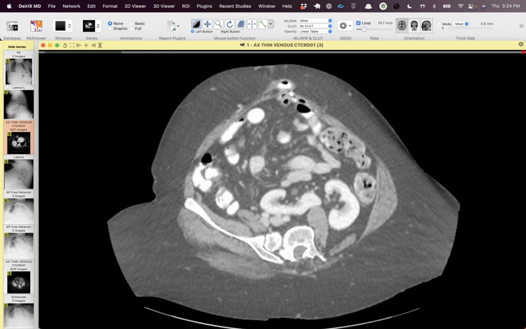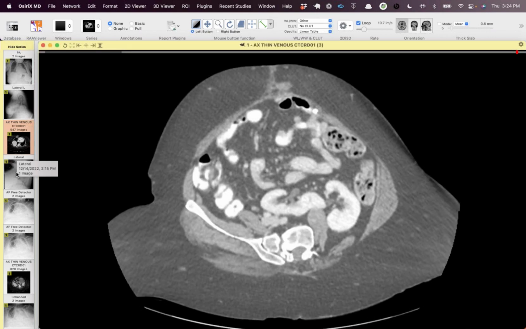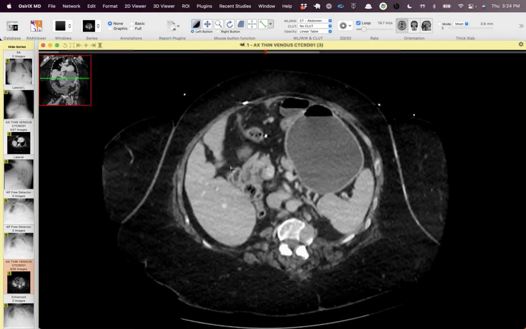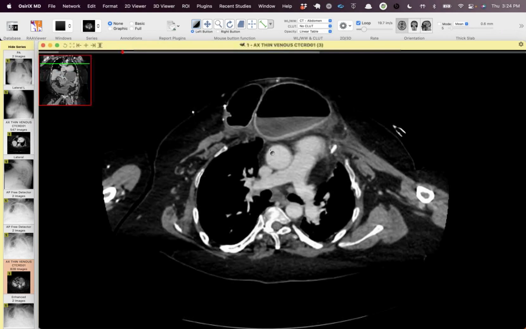The other thing that's interesting to note is there's a second small ventral hernia on the very inferior-most images here. And so I called them. She was in the ED. She was having nausea, vomiting, and certainly was worried about obstruction and incarceration.